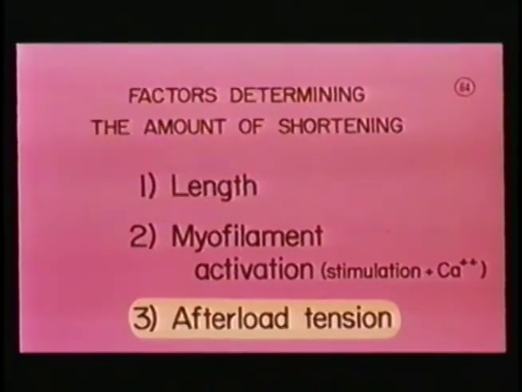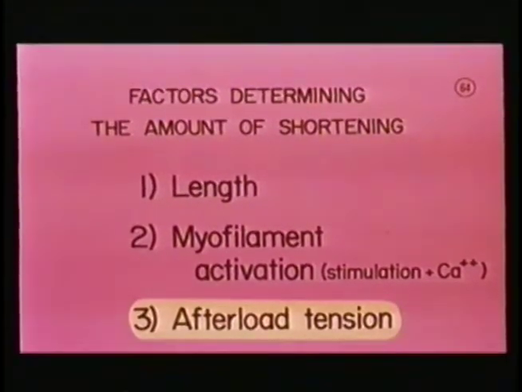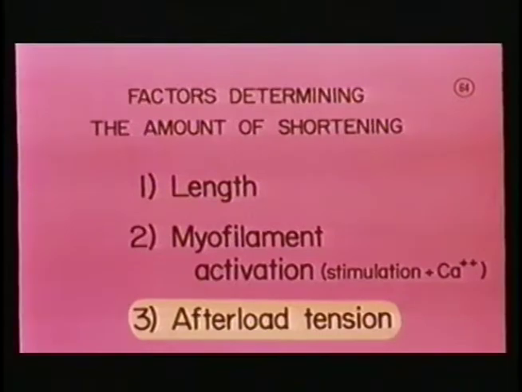The third factor influencing the amount of shortening is the level of afterload tension. There is a simple relation between the tension a muscle is exerting on a load and the rate at which the muscle can shorten.